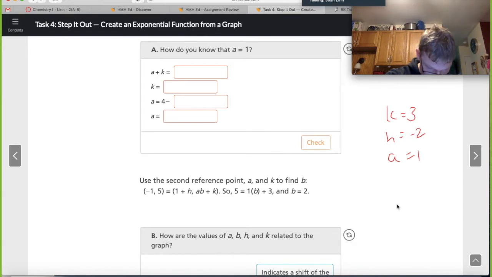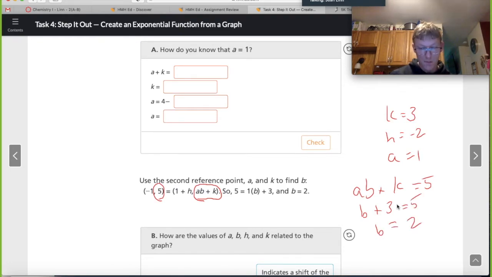But the second part, we have a times b plus k is going to be equal to 5. So here we have ab plus k equals 5. So we plug in the things that we know. A is 1, so that's just going to be b plus 3 equals 5. So b is equal to 2. So our base, or our b, is 2.